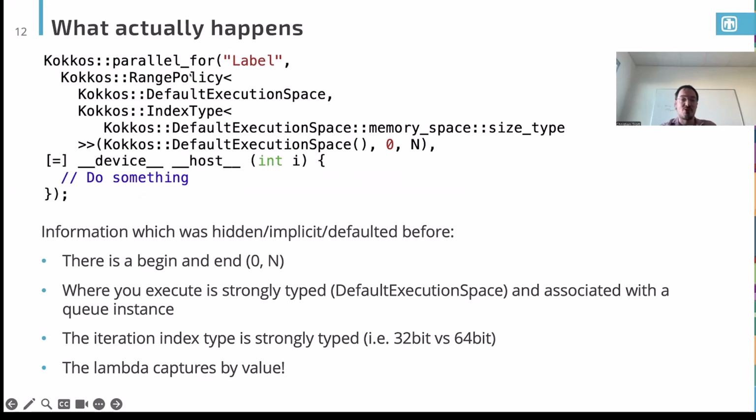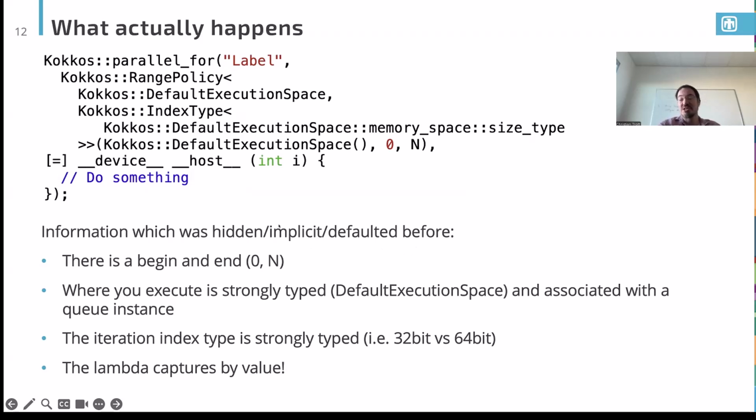What this translates to is a parallel_for with a label, because you didn't give us a label, we auto-generate that. And the range, the simple n there, is actually a shorthand for a range policy. Specifically in this case, it says it's going to execute in the default execution space. It's using an index type which is derived from the default execution space's memory space. And it executes in the default instance of the default execution space. And because you just gave us an n, it actually says I'm going from 0 to n.